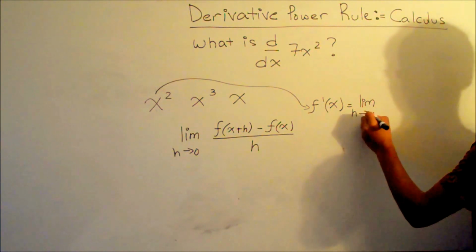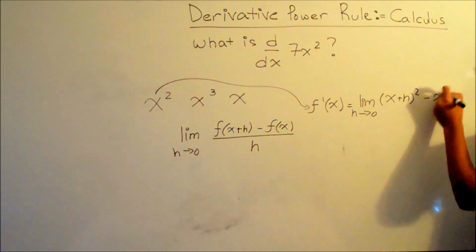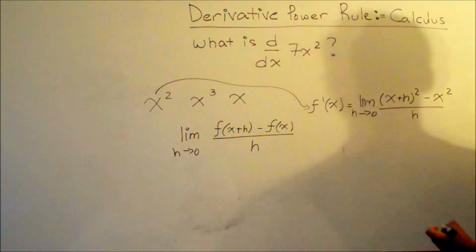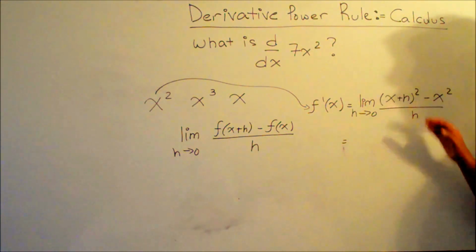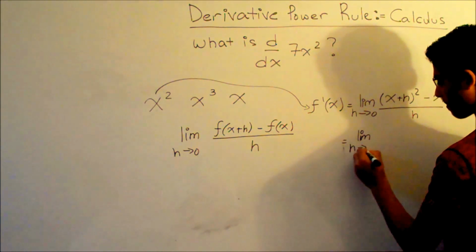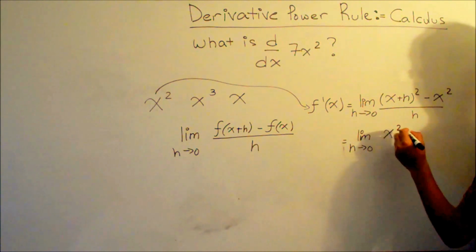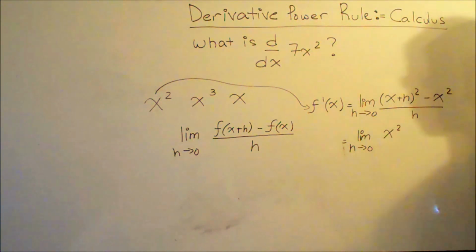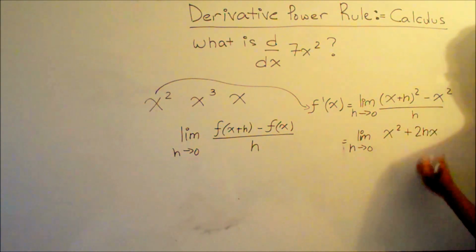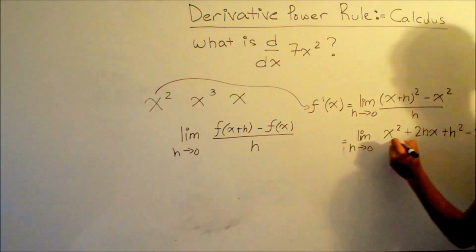as h approaches 0 of x plus h squared minus x squared over h, which becomes x plus h squared is the limit as h approaches 0 of x squared, x to the power 2 is x squared, then we have x times h, which is xh, and we have that twice, so it's 2xh, or 2hx, and then we have plus h squared minus x squared, all over h.